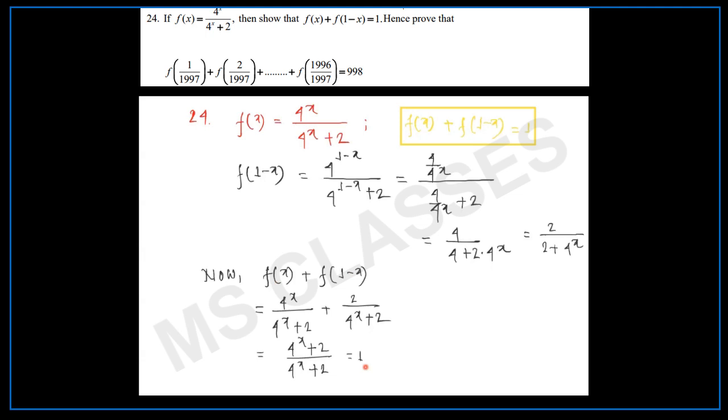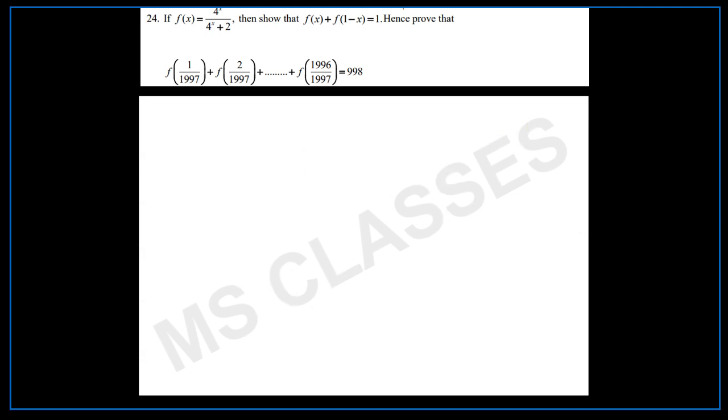Now, hence, we have to show that the expression f of 1 by 1997 plus f of 2 by 1997 plus f of 3 by 1997 plus and so on up to f of 1996 by 1997 is equal to 998. So this is what we have to show.